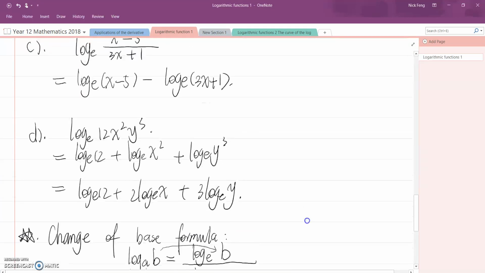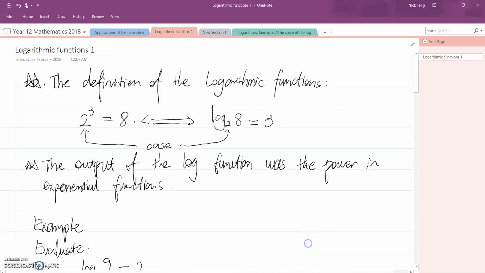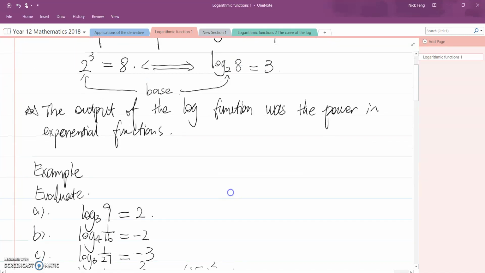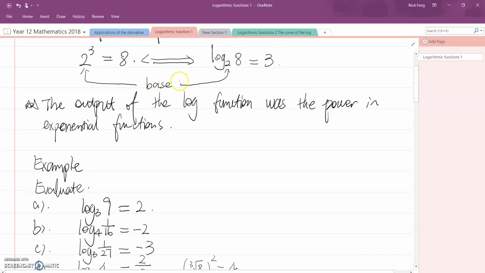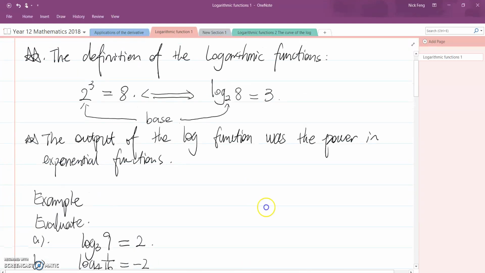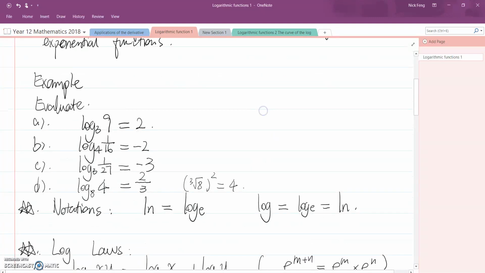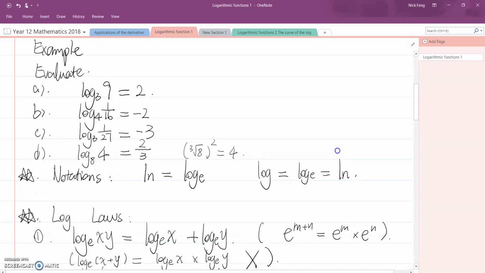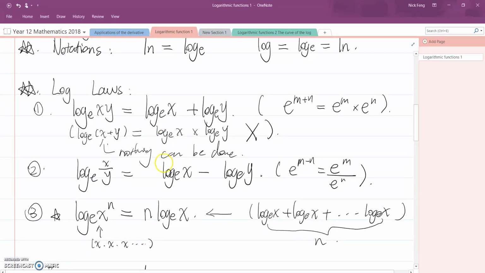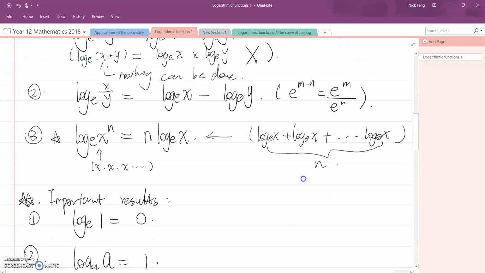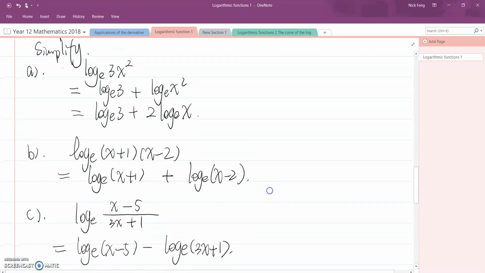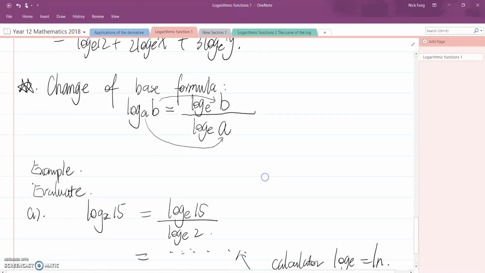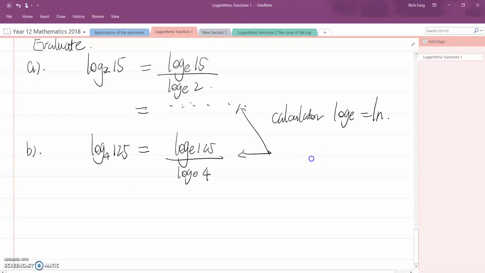Okay, so therefore that's basically all you need to know about the introduction. Not quite introduction, it's a little revision of log from year 10. So we have the basic definition, how to represent log, using this to evaluate, 3 primary log laws, common results, and some simplification, and also using the change of base rule.